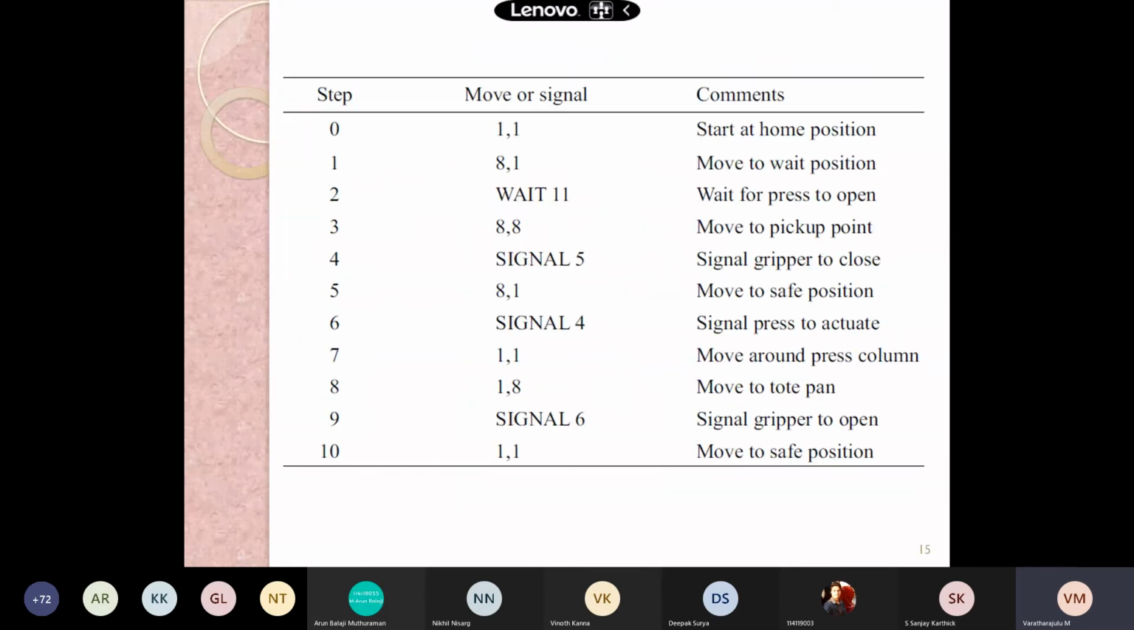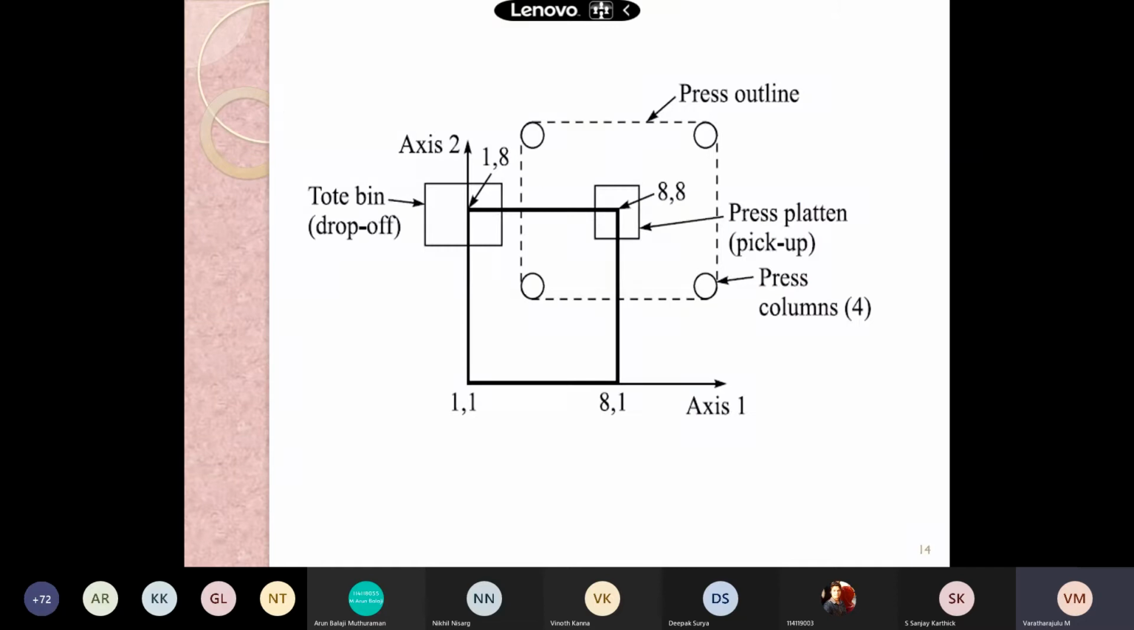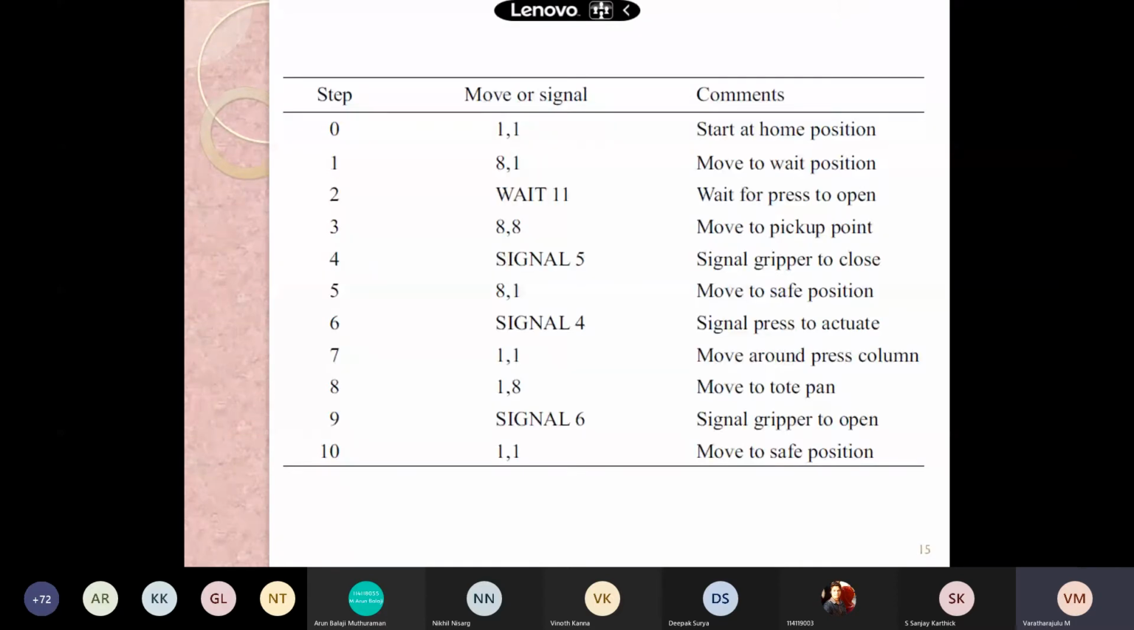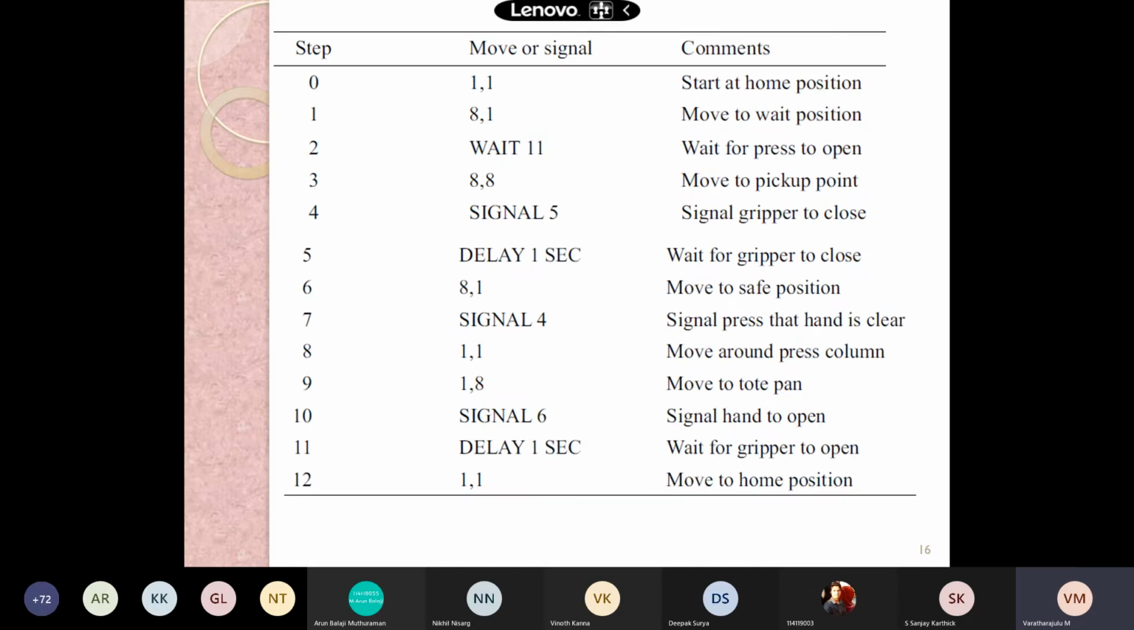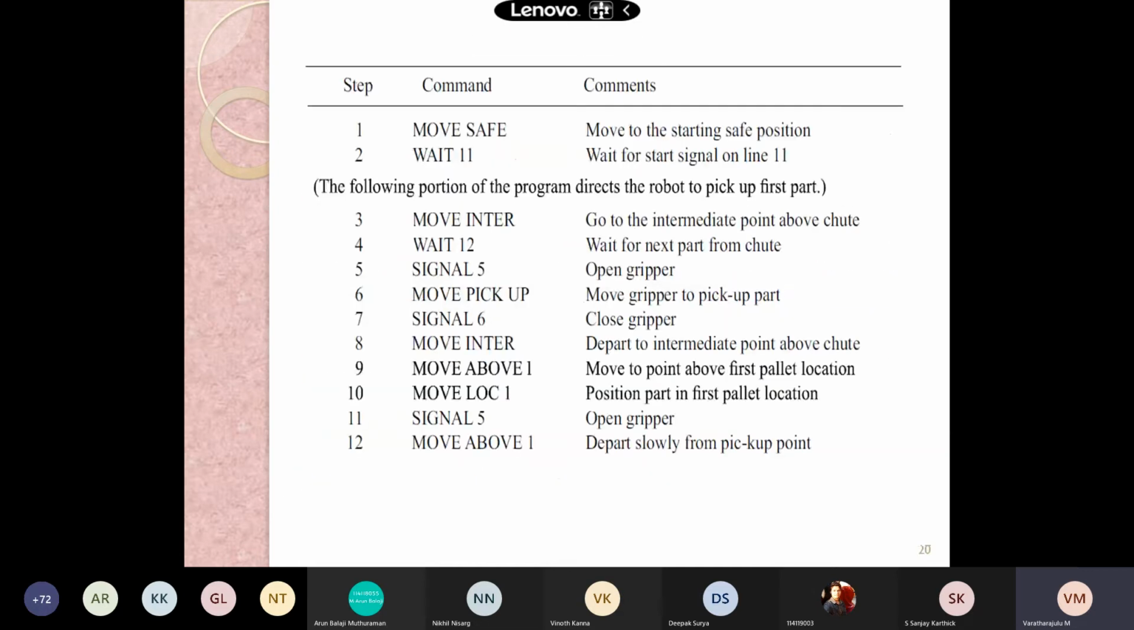Yes, please make a note. I think you've drawn this diagram, and write these contents. I will explain. Signal 4, what would be signal 4?